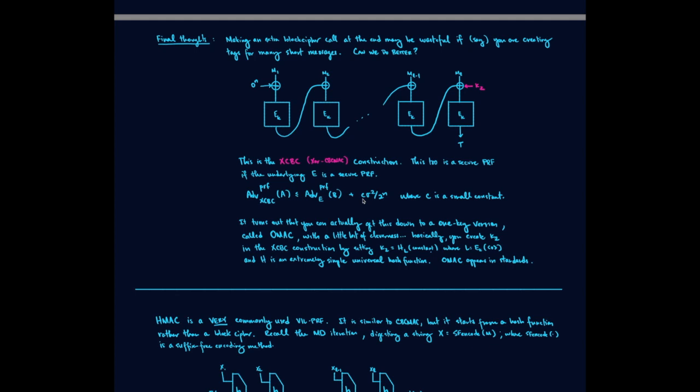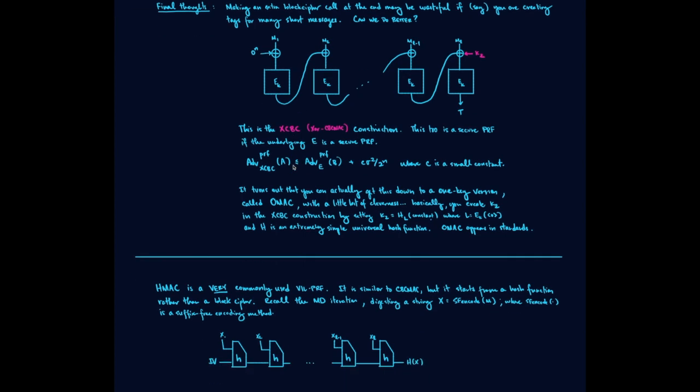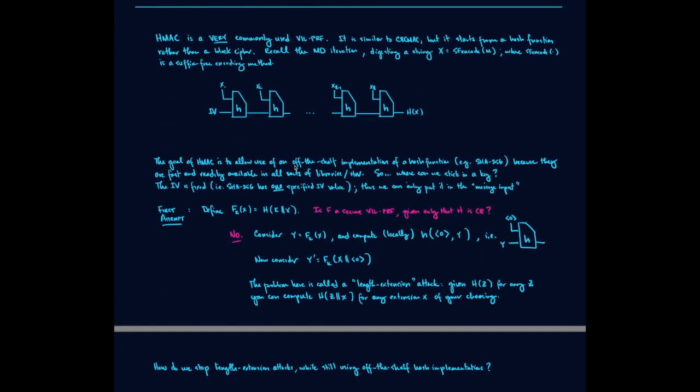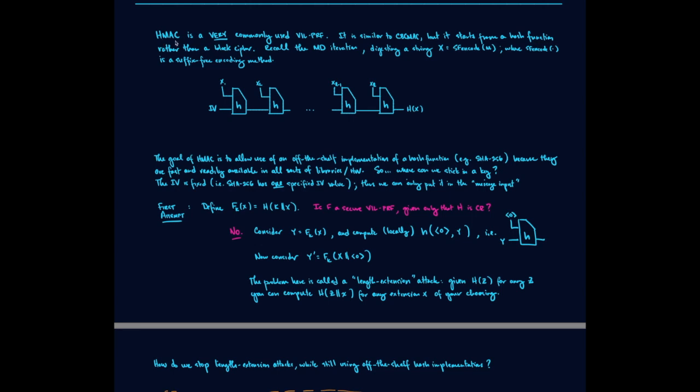So CBCMAC, and then through its variations down to CBC, and finally XCBC and OMAC. This gives us a way to build a variable input length PRF straight from a block cipher, and only a block cipher. Let's talk about something called HMAC, or hash-based MAC. This is a very commonly used variable input length PRF for a variety of reasons, some of them historical. It's similar to CBCMAC in the sense that it starts from some off-the-shelf implementation, in the case of CBCMAC, of a block cipher.